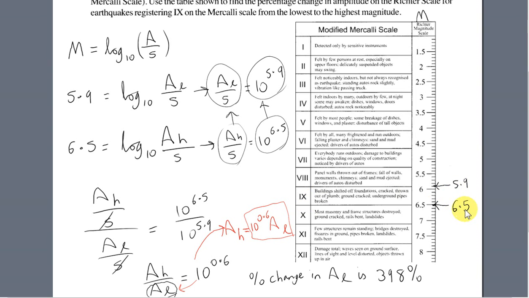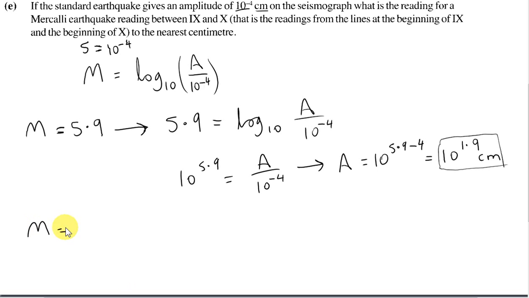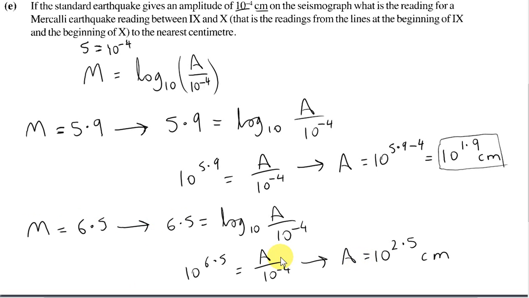Next we get the amplitude for an earthquake of magnitude 6.5. That's the largest earthquake of type 9 on the Mercalli scale. So we set M equal to 6.5, and we just do the same. So this is what we get. We find the amplitude is 10 to the power of 2.5. So earthquakes of type 9 on the Mercalli scale range in amplitude from 10 to the power of 1.9 centimeters to 10 to the power of 2.5 centimeters.